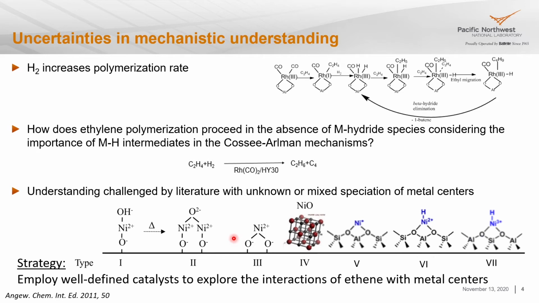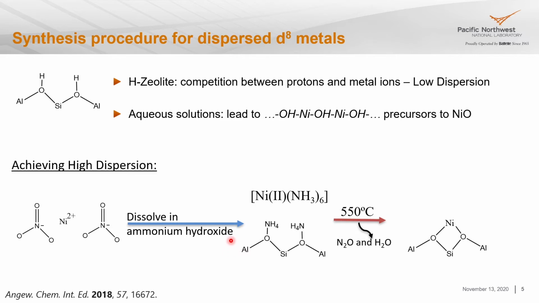So our first strategy in trying to understand this mechanism is to develop well-defined single species catalysts with which to probe this reaction. If we try to synthesize the dispersed nickel species on an H form of zeolite to exchange the cation which is balancing the aluminum center, we get competition between the protons and the metal ions, which results in a material with low dispersion.